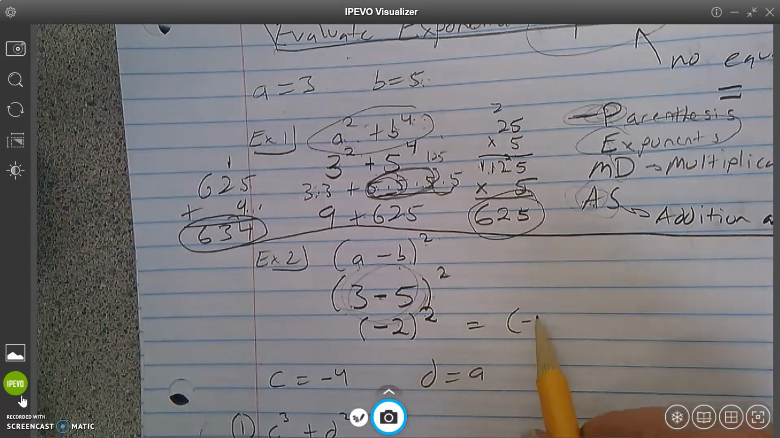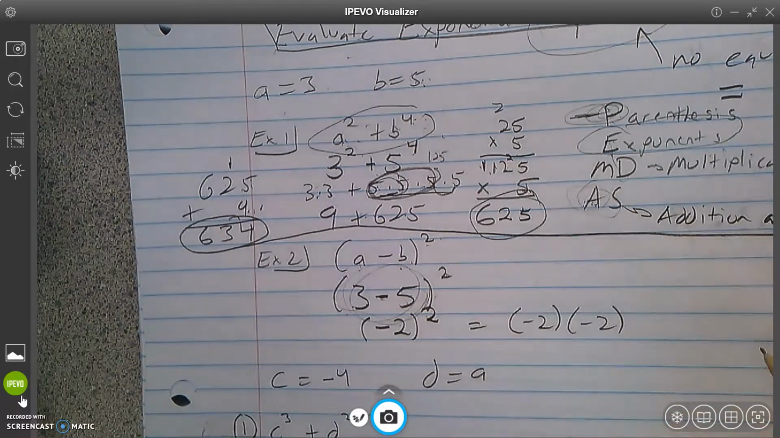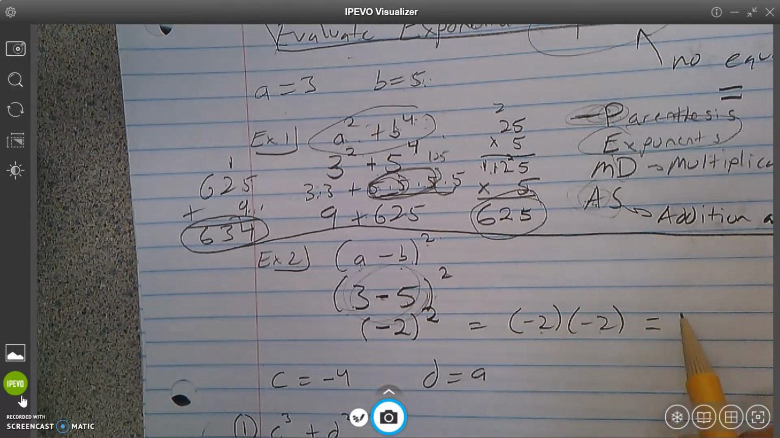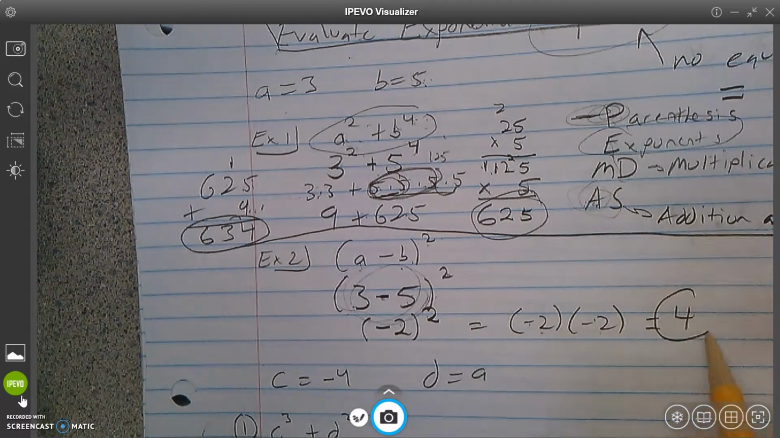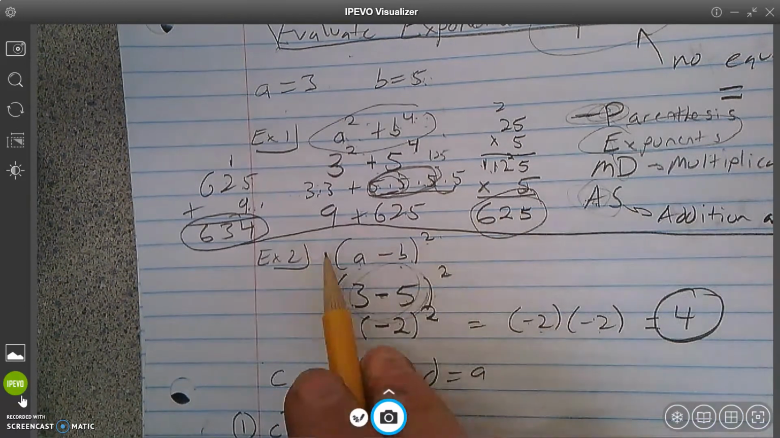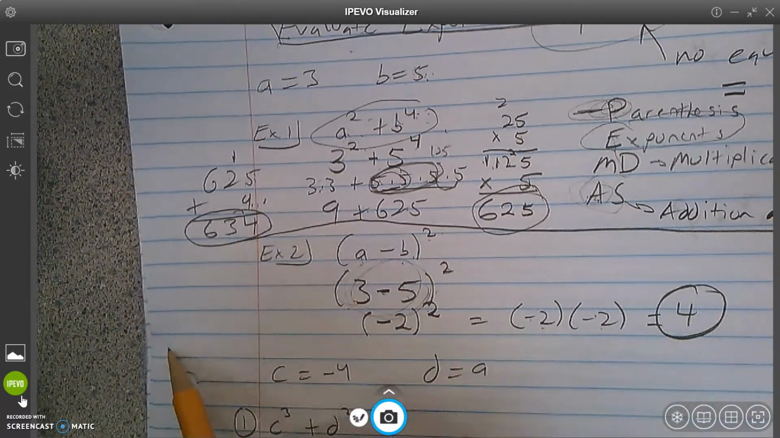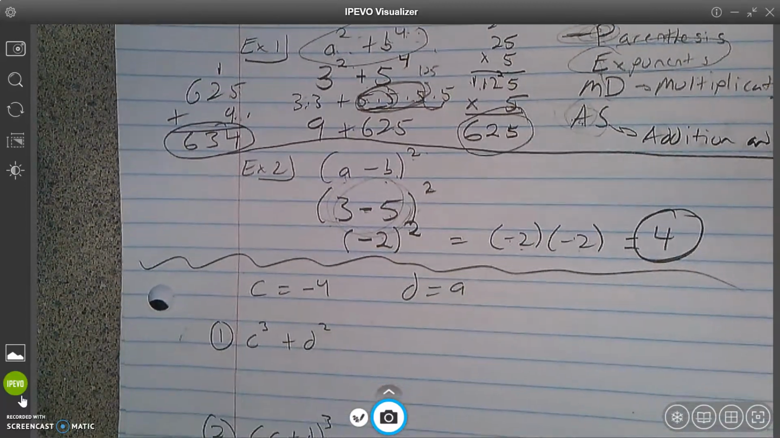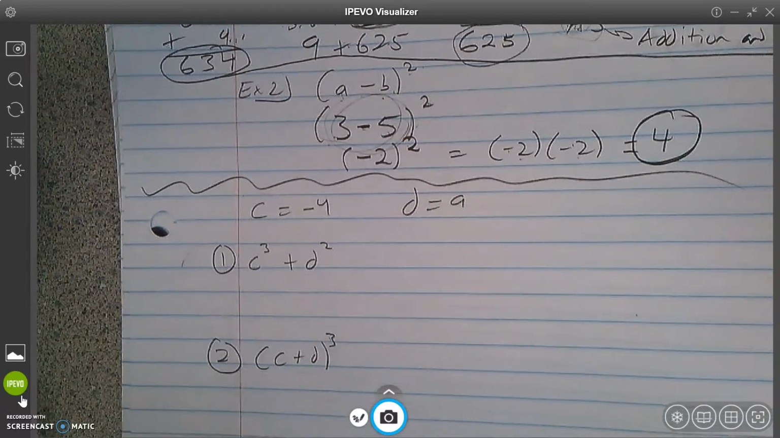So I'm going to do negative 2 squared. That's negative 2 times itself twice. Negative 2 times negative 2, a negative times a negative is a positive. The answer is 4. All right, let's keep it going. Nice work.